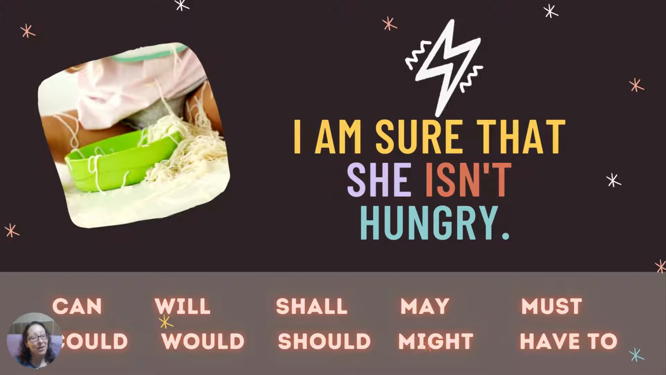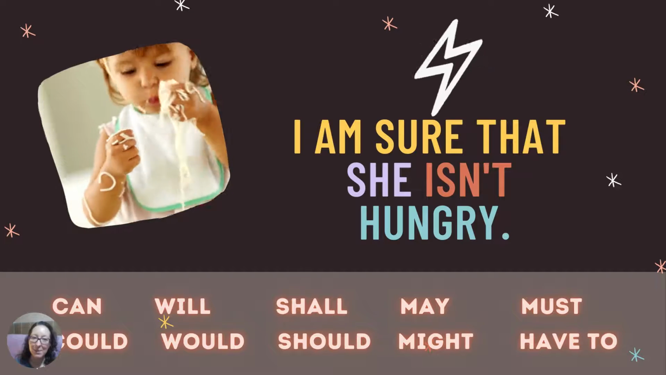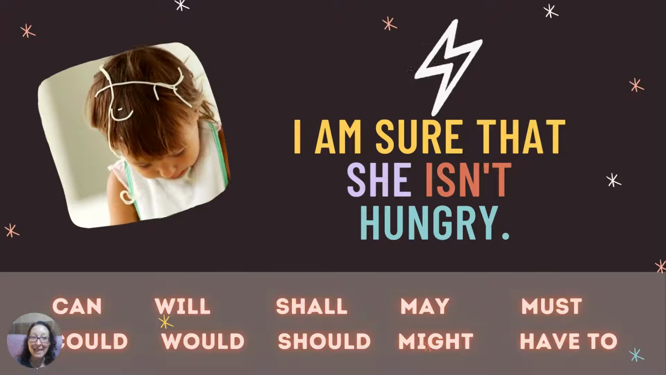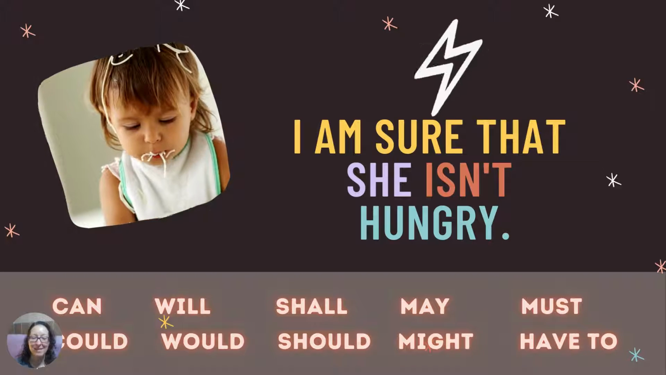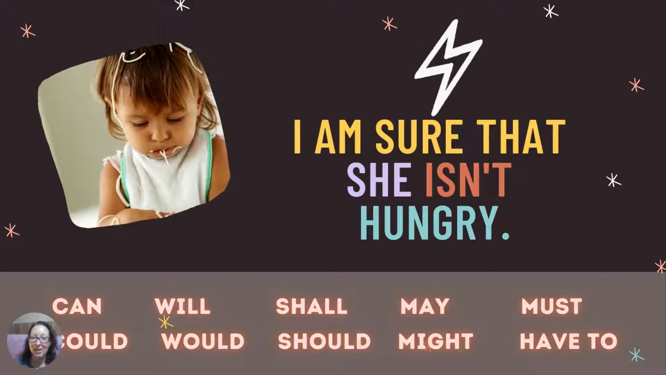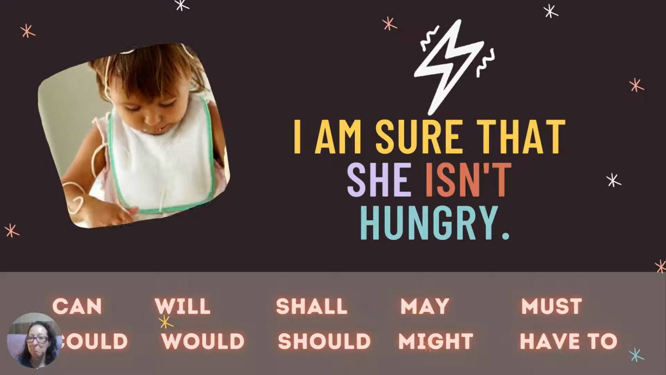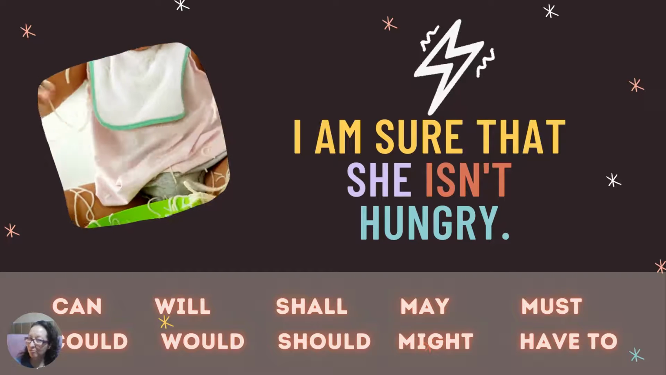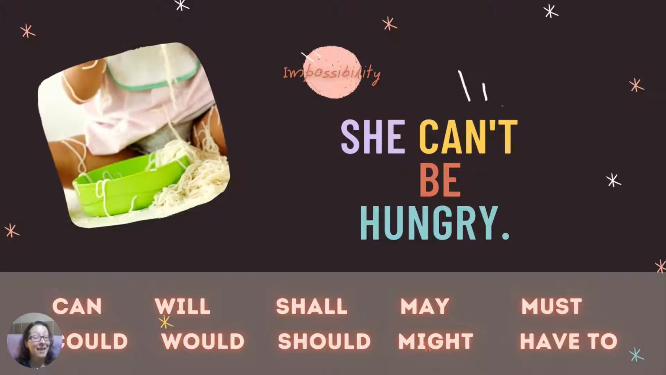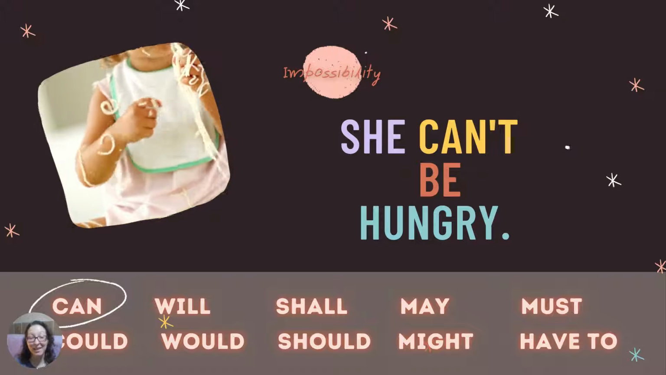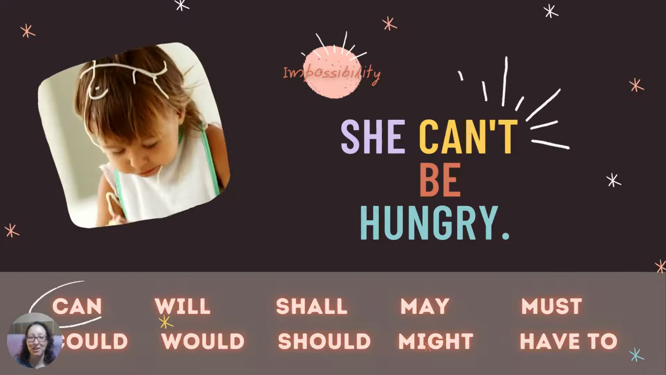Now, this example is very similar. I'm also sure, I'm also certain, but in this case, that she isn't hungry. Are we going to say she must not be hungry? She can't be hungry. You will see that we can use can for many different functions.